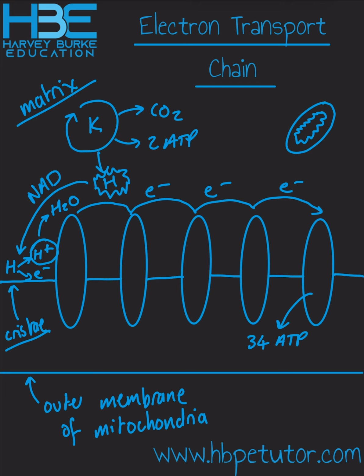So overall, the electron transport chain happens in the cristae of the mitochondria. It's where hydrogen splits into a H+ ion and an electron. The electrons are carried down the electron transport chain, and that produces 34 ATP and water as a byproduct.